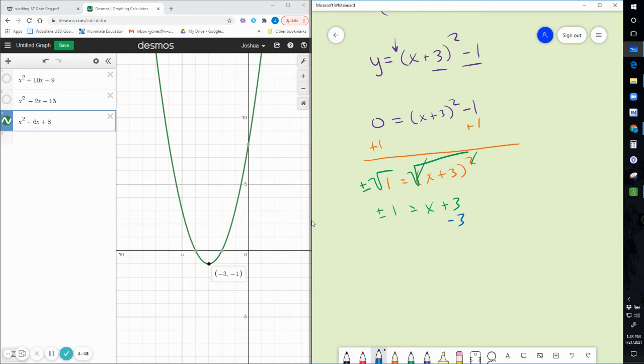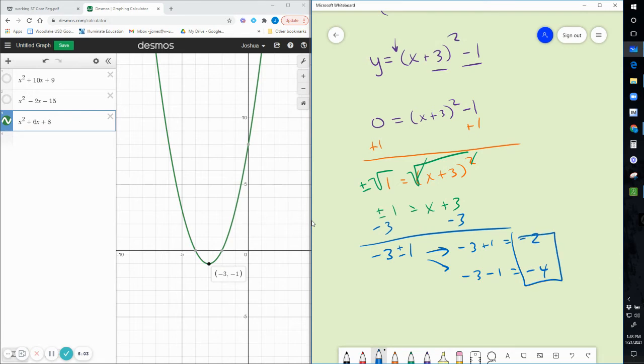Then you subtract 3 from both sides, and now you get -3 plus or minus 1, which turns into -3 plus 1, -3 minus 1, which equals -2 and -4. And those are the two answers from vertex form.